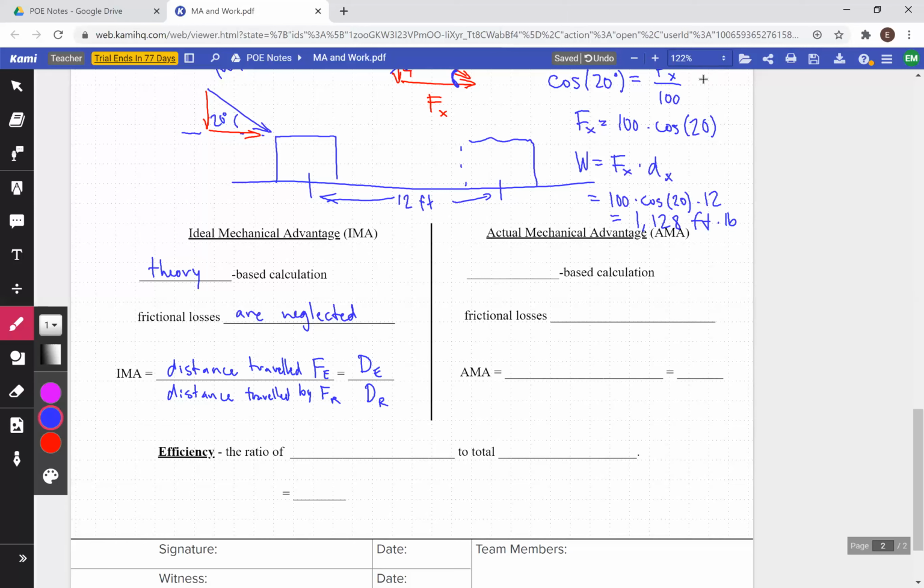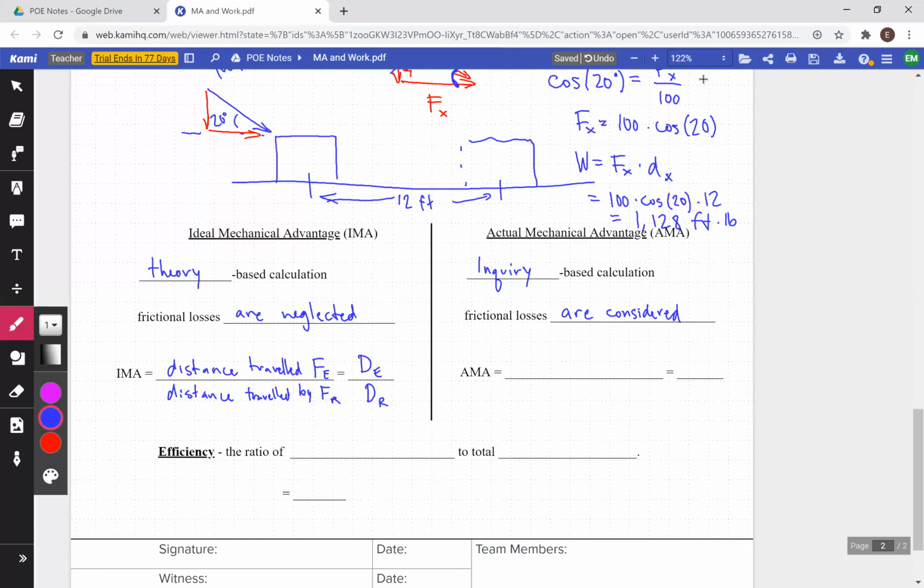Now, in the real world, there is friction. There are things that will happen to your system to where you won't get the exact thing that you got in your calculations. So actual mechanical advantage is more situation-based, and we'll call that inquiry-based, because we want to learn things from the system and see how much is actually required in order to complete the task. So frictional losses here are considered. And that includes heat loss, sound. The easiest thing for us will be just friction.